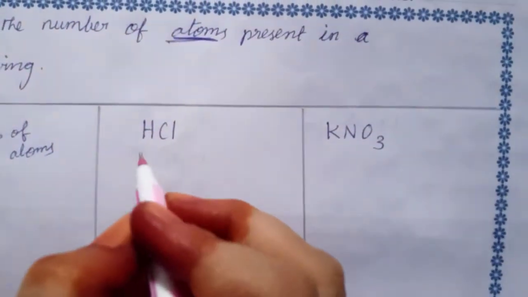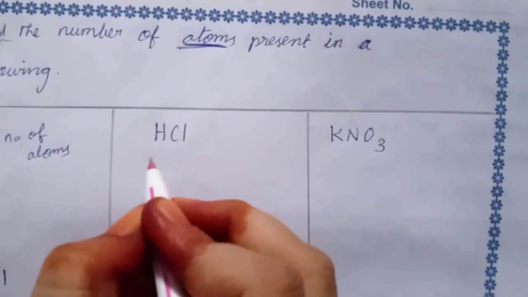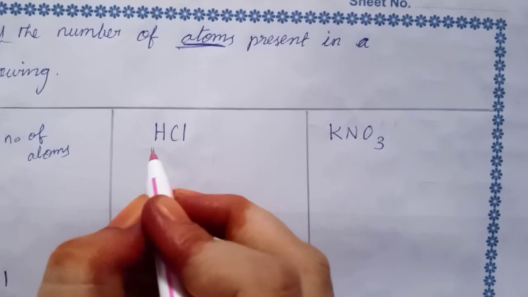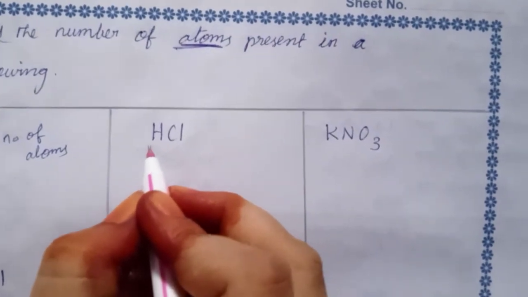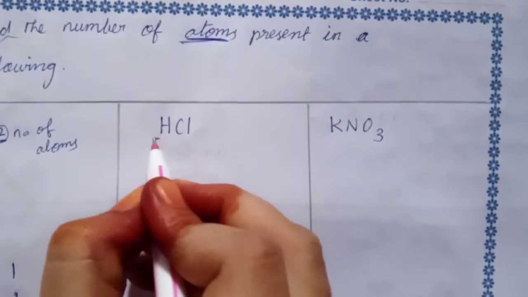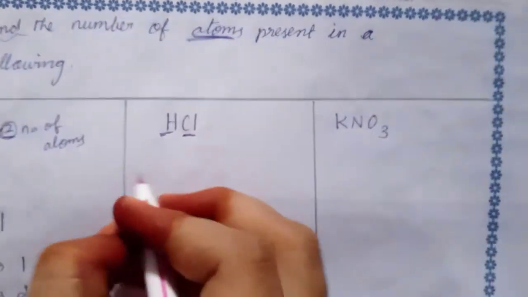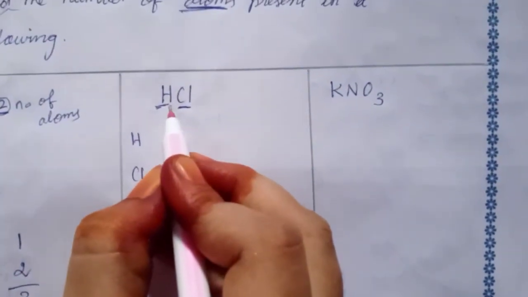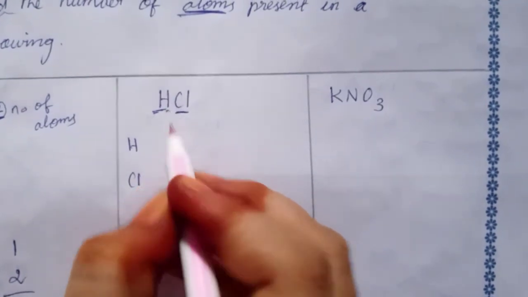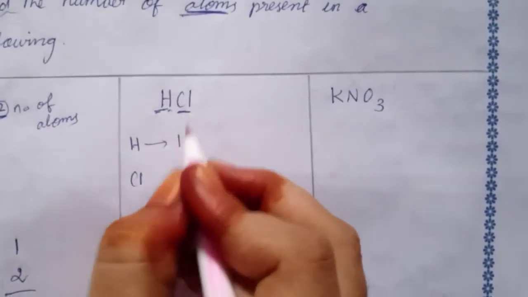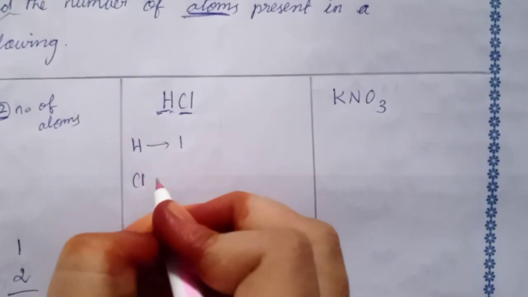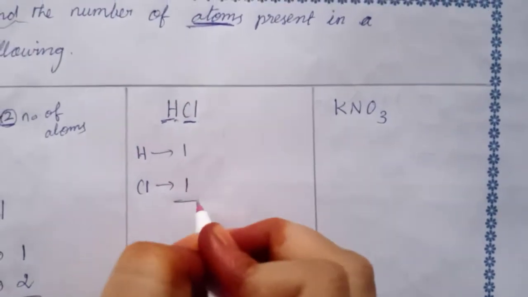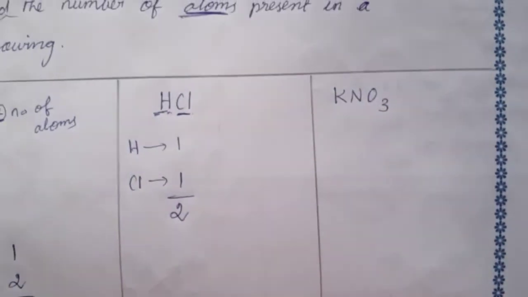And like that HCl also. First you have to identify what atoms are present in it. Here H and Cl. There is no subscript after hydrogen, so only one. After chlorine also there is no subscript, so only one. Totally in HCl, 2 atoms are there.